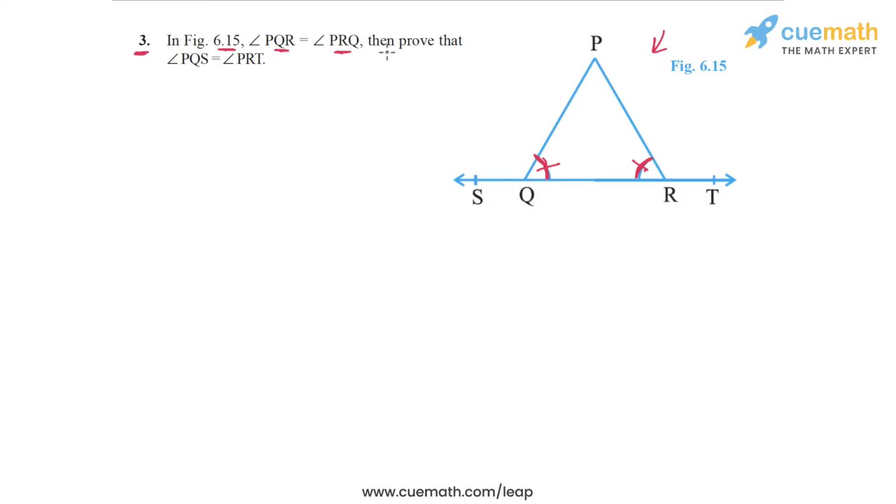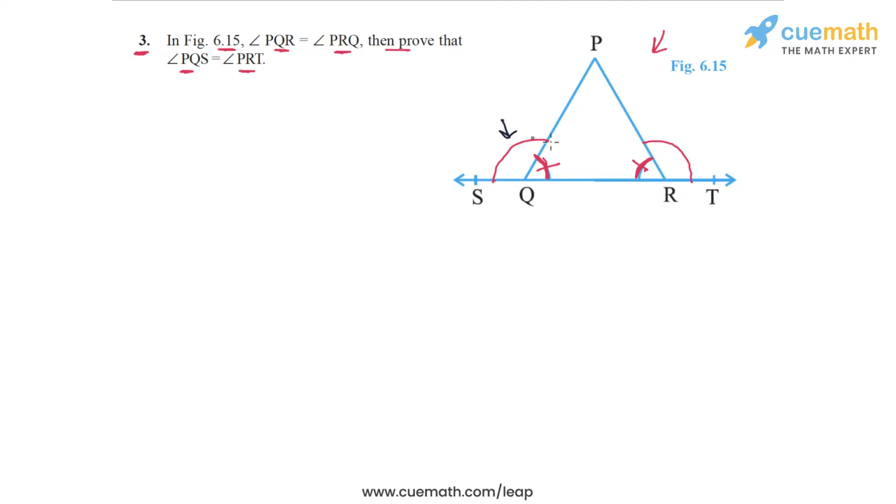And then the problem statement goes on to say, then prove that angle PQS should be equal to angle PRT. So let's mark angle PQS, this angle here, and angle PRT is this angle here. So these two angles, we have to prove them as equal. Now the basic idea behind the solution of this problem is quite straightforward.